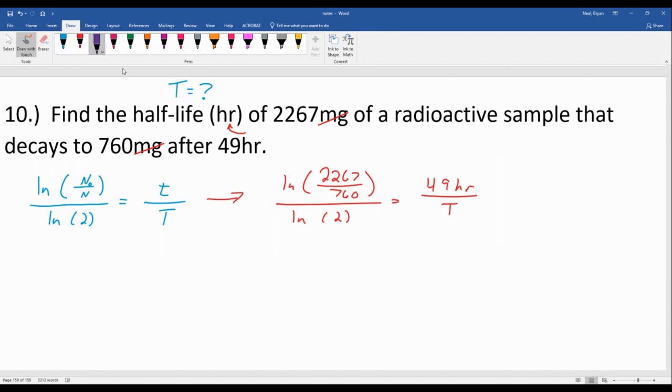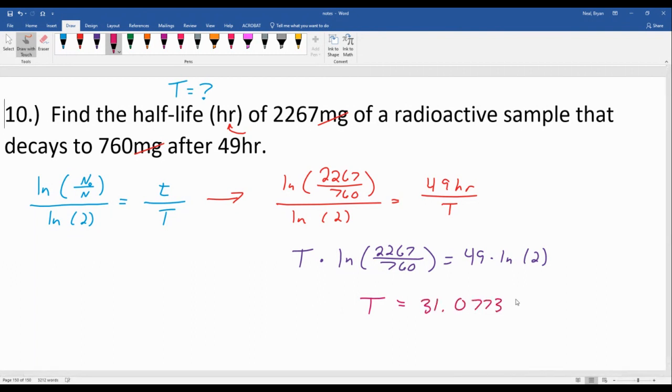So running through and solving this one, cross multiply and work it down. In the one direction, you get T multiplied by the natural log of 2267 over 760. And then on the other side, 49 times the natural log of 2. Now, it sounds like a bunch of scary, ugly stuff, but it's all basically calculator work. If you run it on through, eventually this works down, and you find that the half-life is 31.0773 hours.